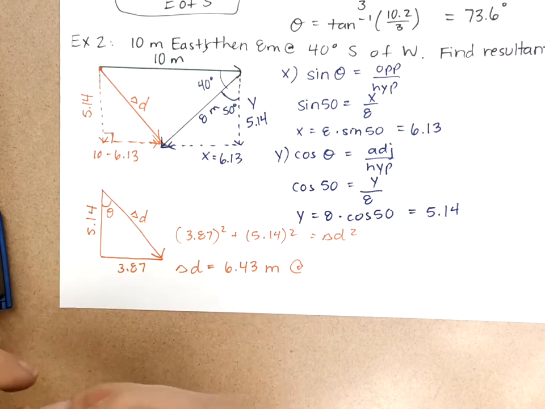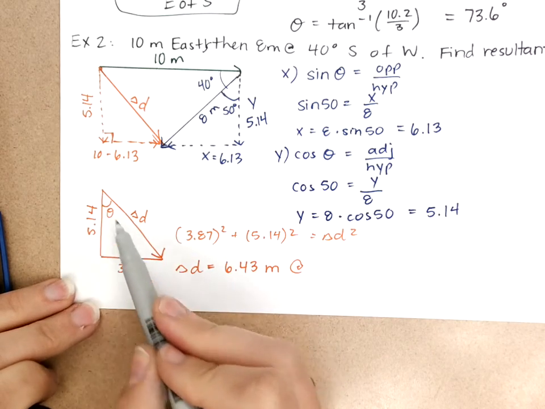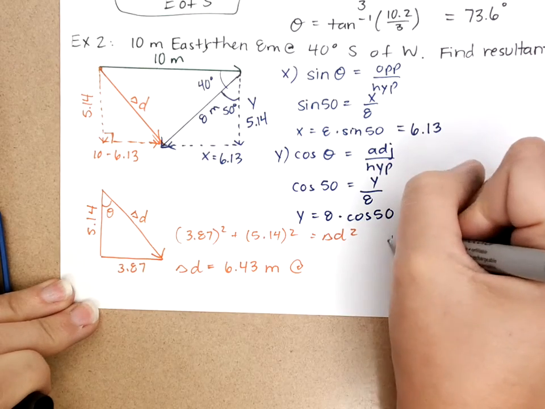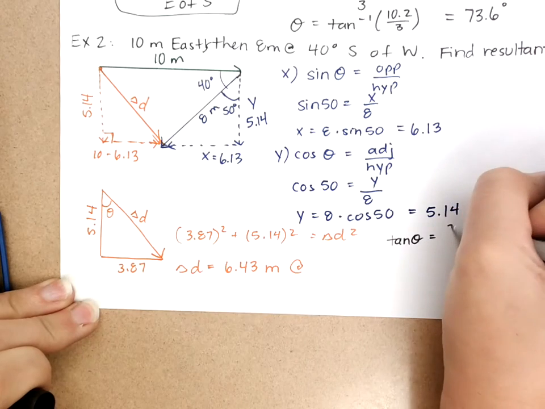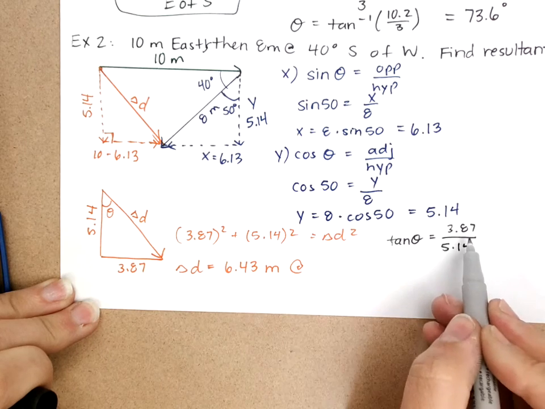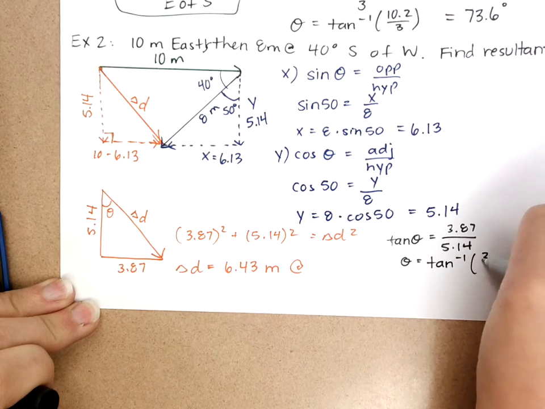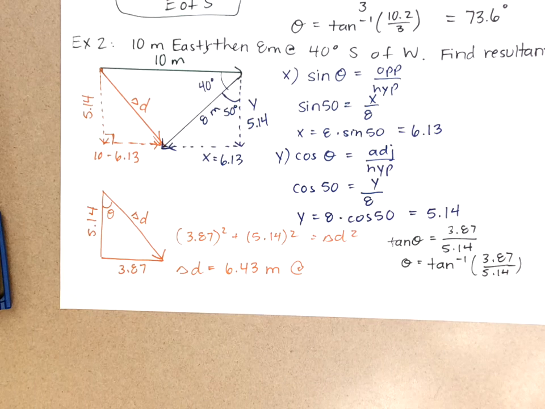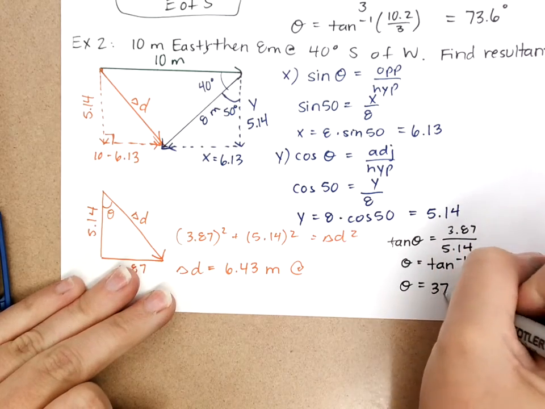In order to do that, we're always using the tangent function, okay, always, because we always know the x and y. So that means we always are going to know the opposite and the adjacent. So tan theta is equal to opposite over adjacent, so 3.87 divided by 5.14. We want theta by itself, so we have to take the inverse tangent function, 3.87 divided by 5.14. Make sure you are in degrees. And you should get theta is equal to 37 degrees.